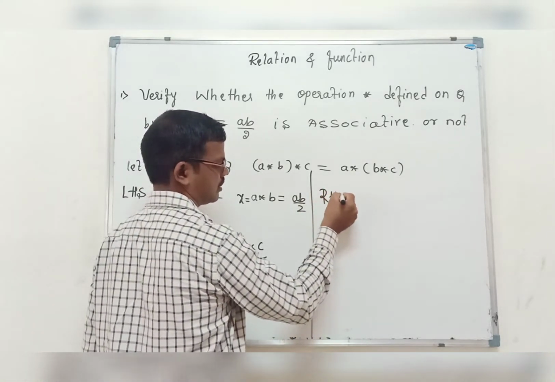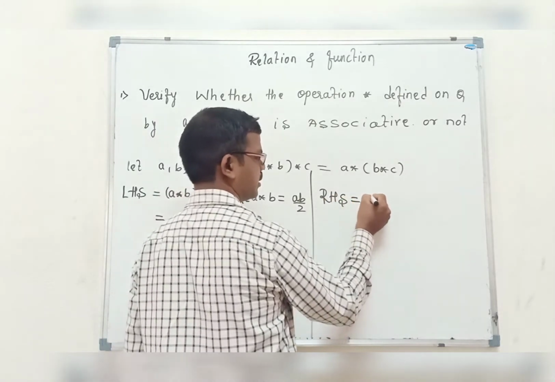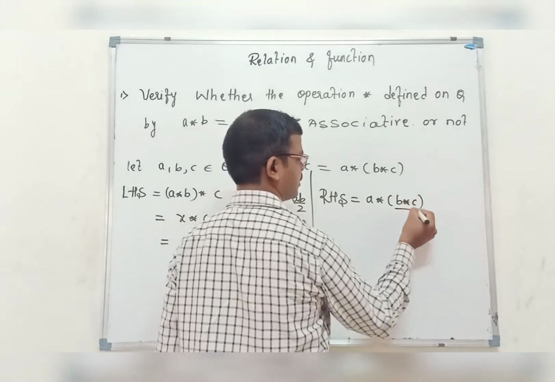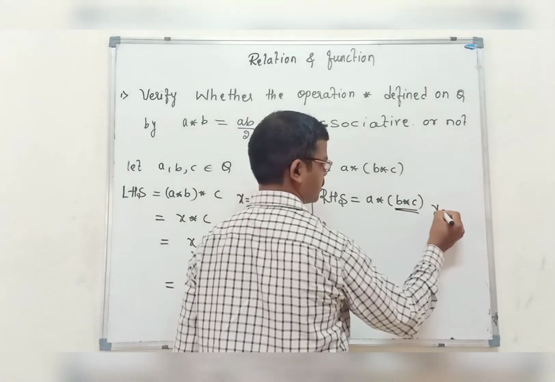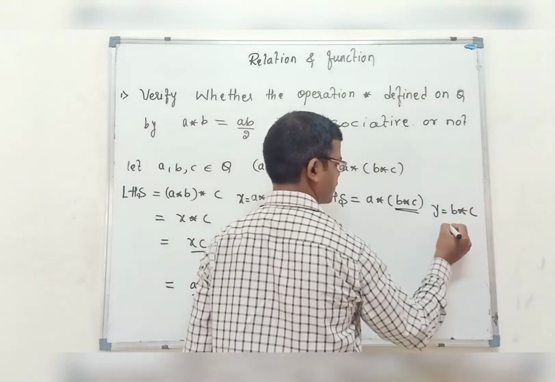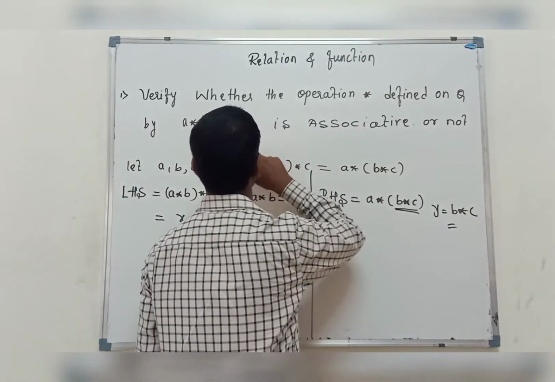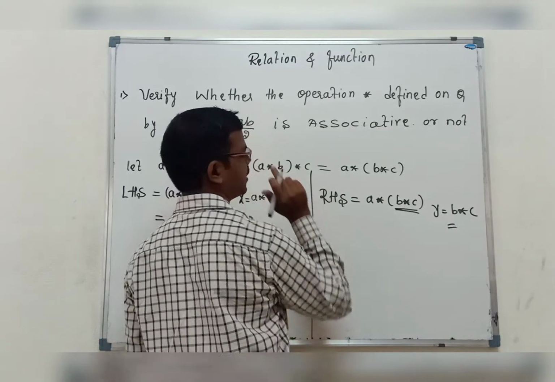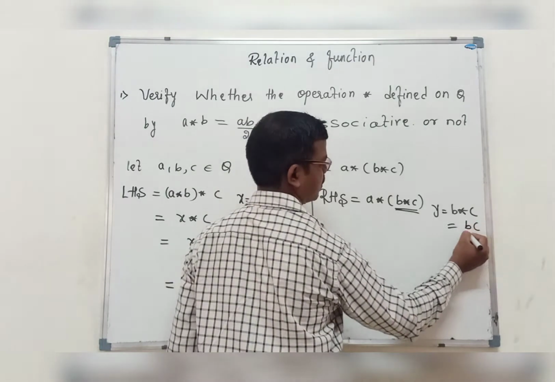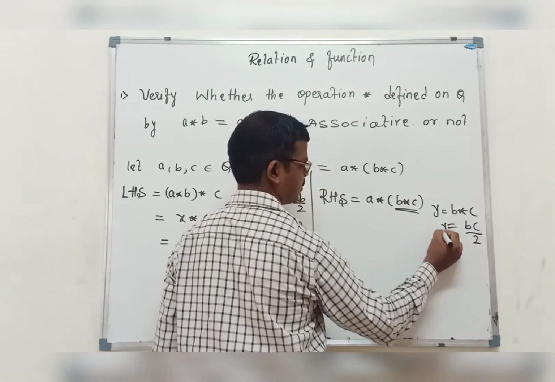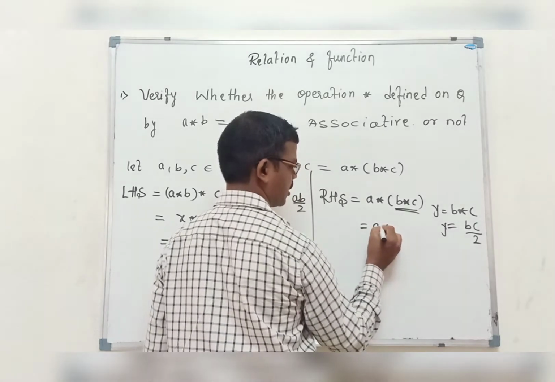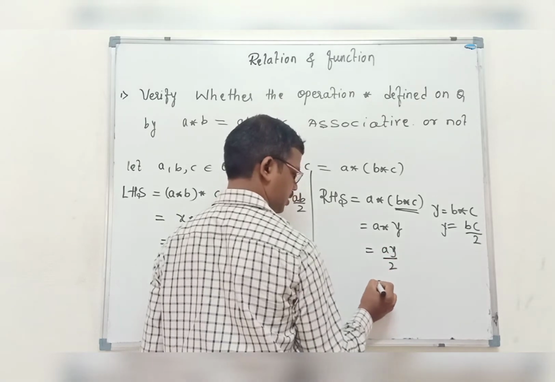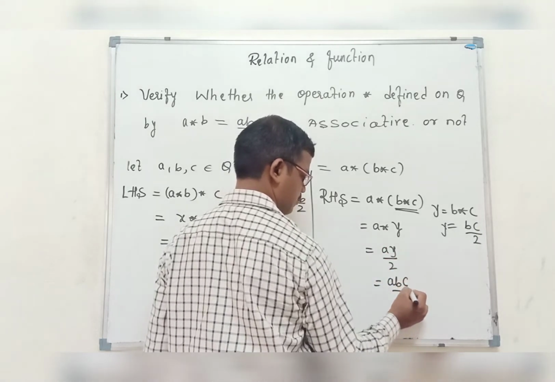RHS is equal to a star (b star c). First let us solve the bracket. Let me name it as a star y, where y is b star c. According to the definition, b star c is bc by 2. So y is bc by 2, and a star y is ay divided by 2. Substituting here, finally we get abc by 4.